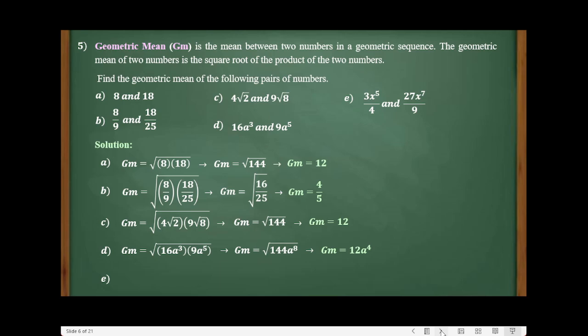And finally, for letter E, the geometric mean of these two given terms, at this point, it's the square root of the quantity 81 x to the 12 over 36. That is actually 3x to the 6th all over 2.